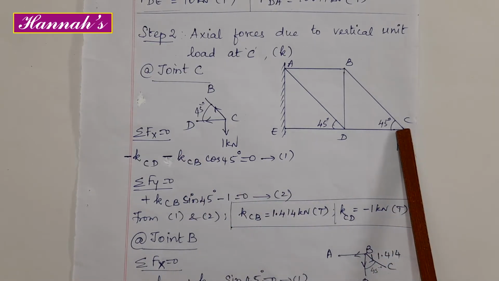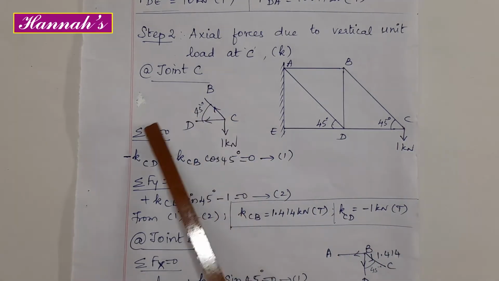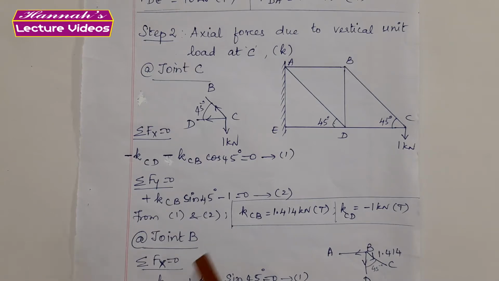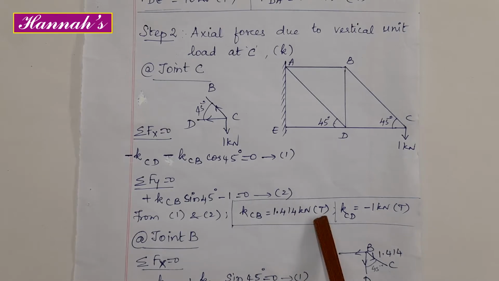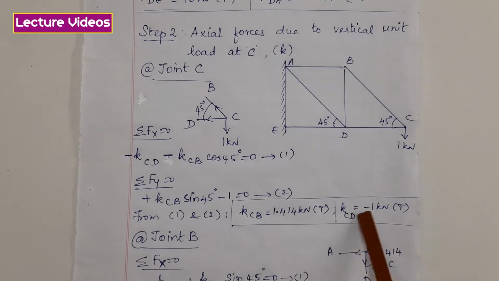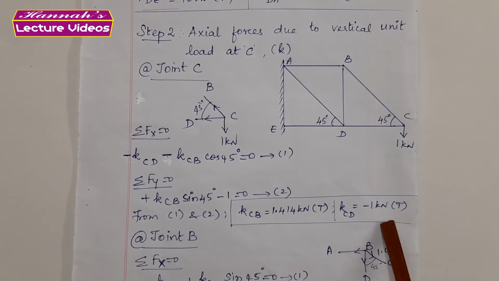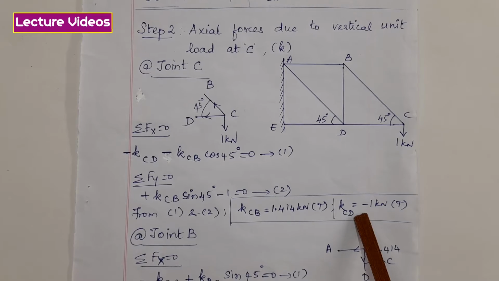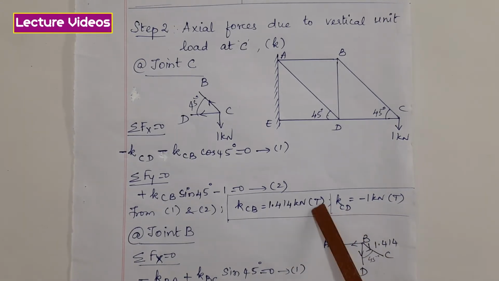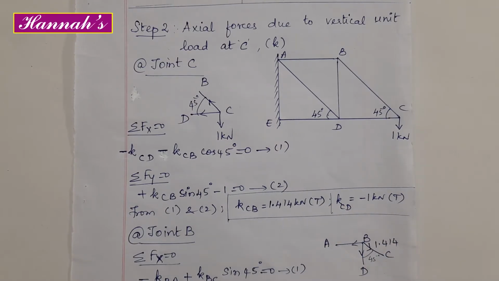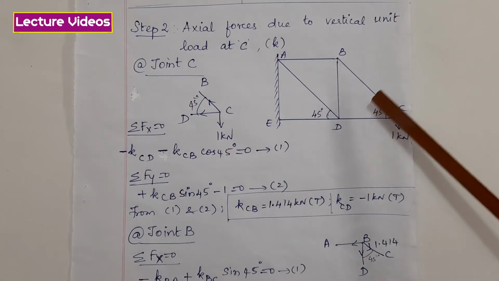At each joint, when I start resolving, I assume tension and proceed towards the other end. So if the answer I get here is plus 1.414, the direction I have assumed is right. If I get a negative answer, then my tension can be changed to compression with a positive sign. I have taken all answers as I get them by resolving, and I have marked the tension direction. At joint C, these two member forces can be resolved.